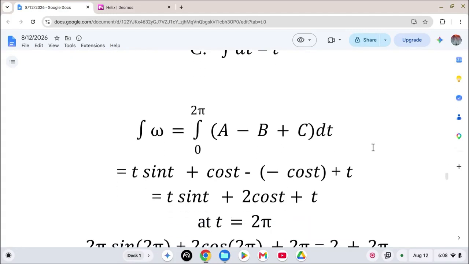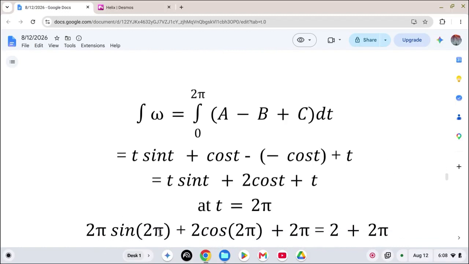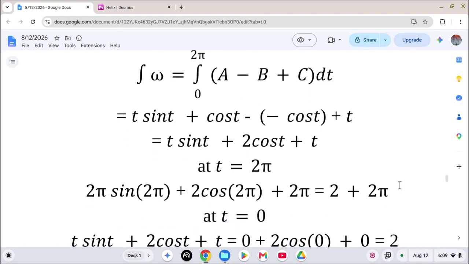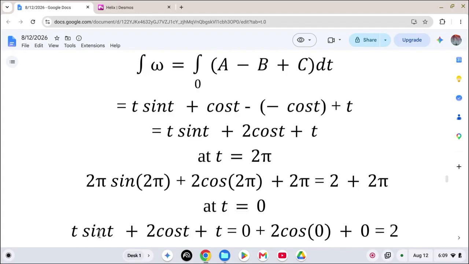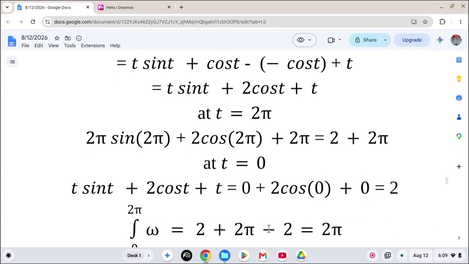Okay? Now at t equals 2 pi, we got 2 pi sine t. This is 0. That's a 1. So it's just 2 plus 2 pi. At t equals 0, this becomes 0. This just becomes 2, and that becomes 0. And so we subtract those as you do in an integral, and you get 2 pi.